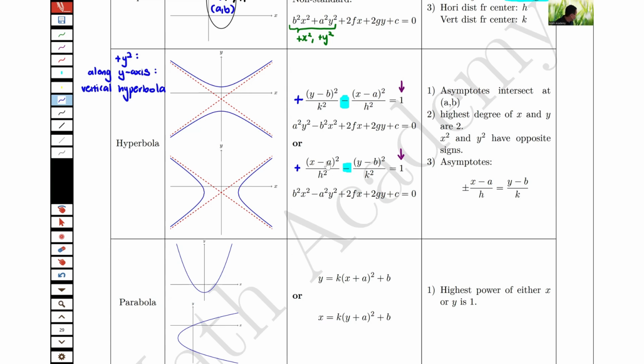The second equation is with positive x squared. It is similar. Positive x squared will be a graph drawn along the x-axis. So instead of vertical, we call this a horizontal hyperbola.